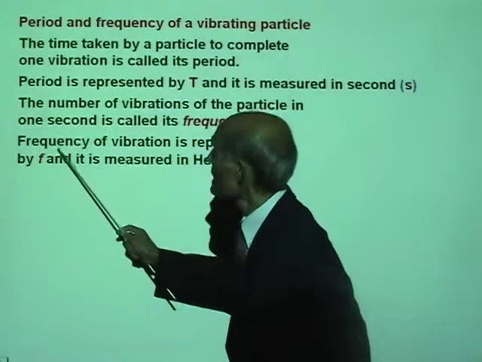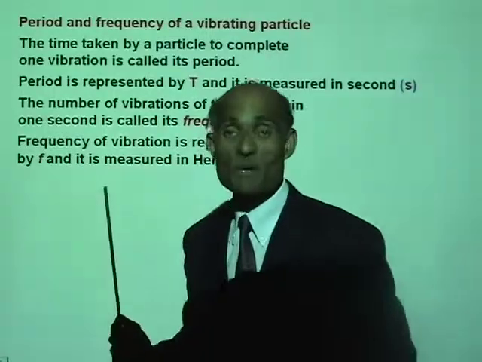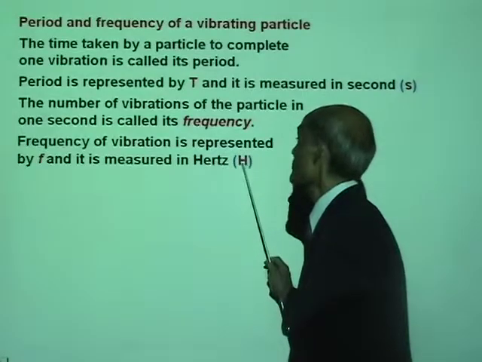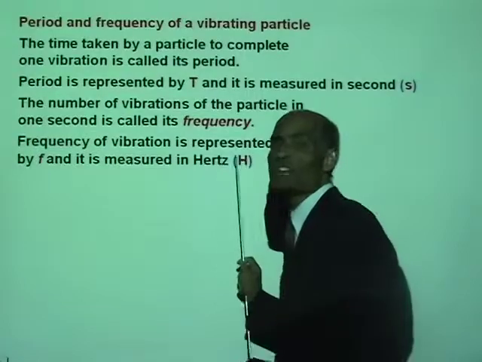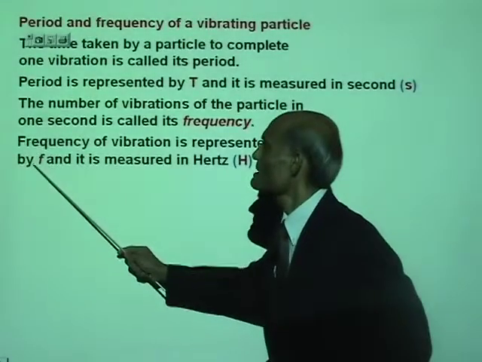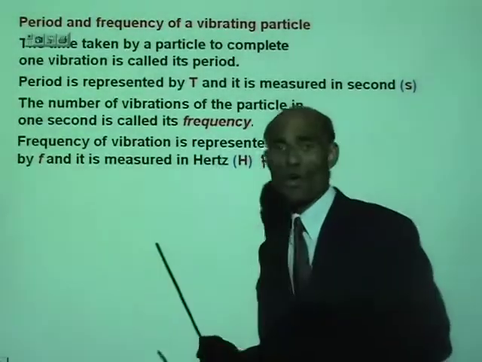And now frequency is represented by the lowercase f, and we measure it in a unit called hertz. Hertz. And we write uppercase HZ, not just H alone. Hertz is written HZ. So make that correction there. It must be HZ, not simply H. Frequency is represented by the lowercase f, and we measure it in a unit called hertz.